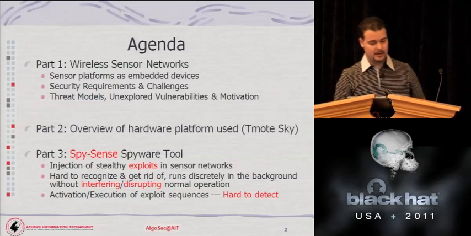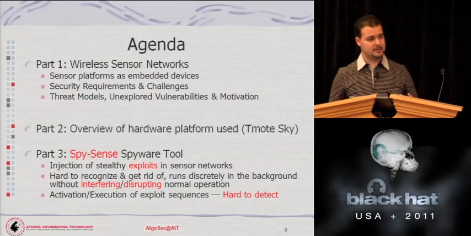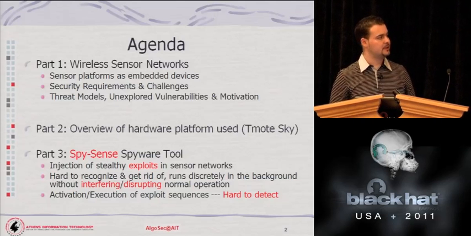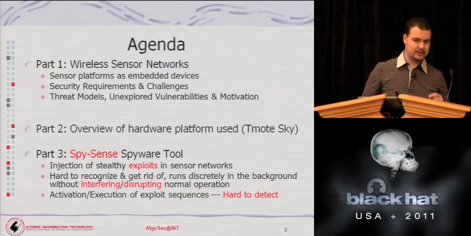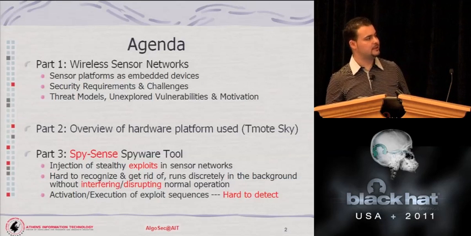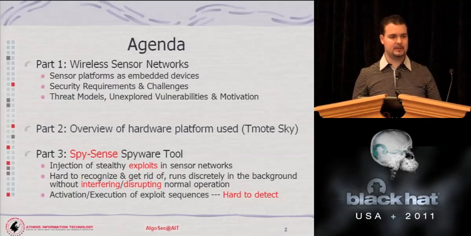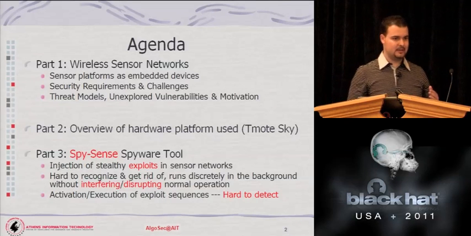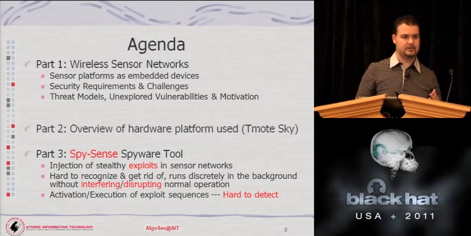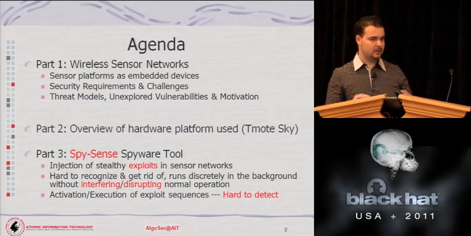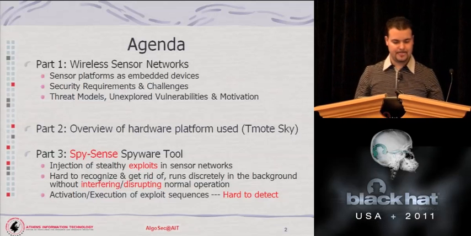So, what is SpySense? SpySense is a tool that allows both the injection and activation of stealthy exploits in the nodes of a sensor network. Once activated, it is undetectable, and hard to recognize and get rid of, since it remains idle in a portion of the memory region in the host sensor. Also, when activated, it runs in a discrete mode, without interfering or disrupting normal network operation. So actually, it operates in a completely stealthy mode.